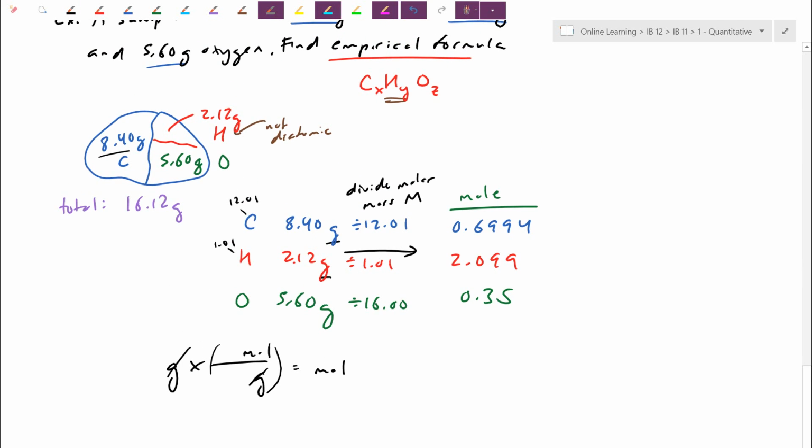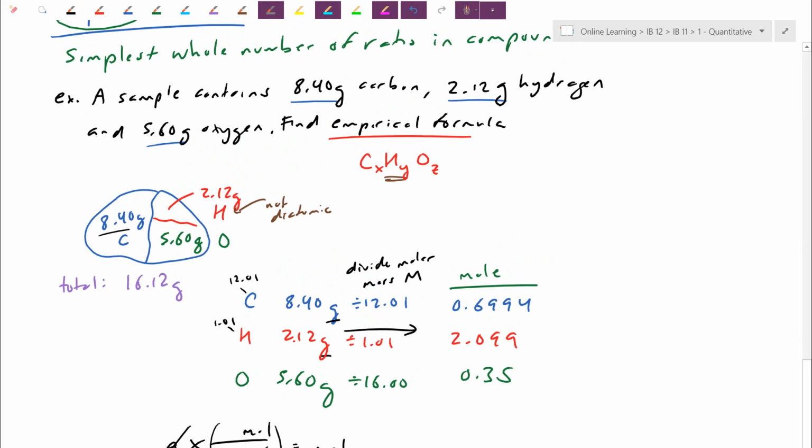We've taken care of the problem here. Everything weighs a different amount, so I need to divide that first. At this point here, realistically, I could really go C 0.6994, hydrogen 2.099. It's just not very nice to look at. What I want to do is simplify it.